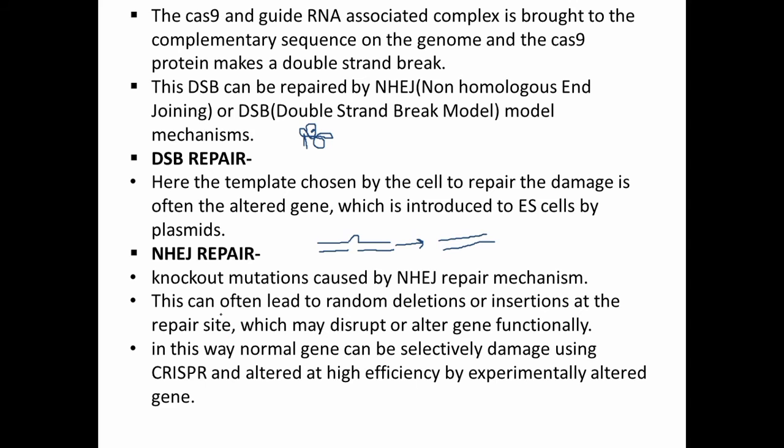So this is how we can either knock out a particular gene or delete a particular gene from the DNA sequence of an organism. In this way, a normal gene can be selectively damaged using CRISPR and altered at high efficiency by an experimentally altered gene. So we can either replace a particular gene with another gene, or knock out or delete a particular gene from the genome of that organism. This is how the CRISPR-Cas technique is important for genome editing.